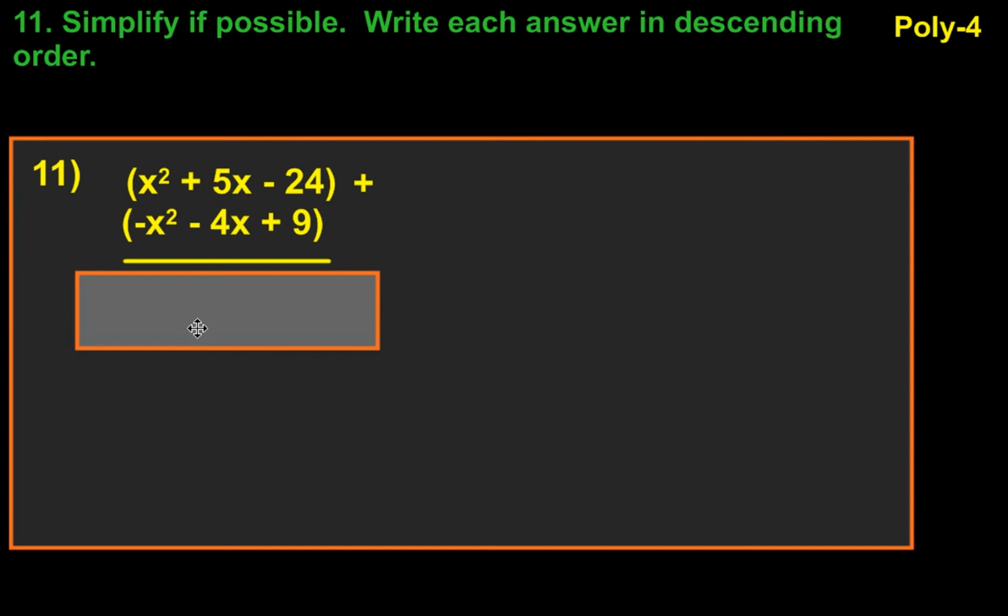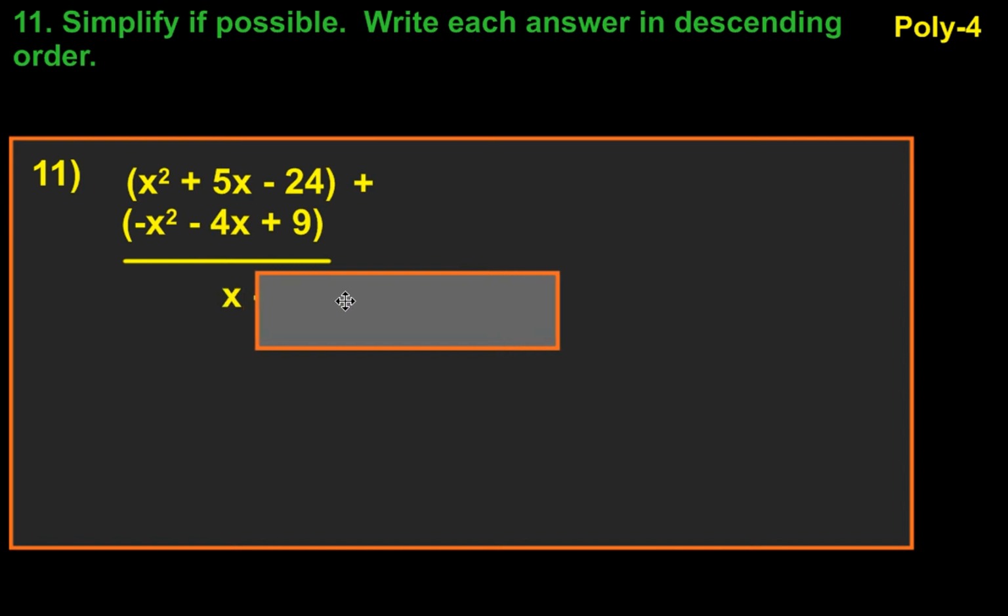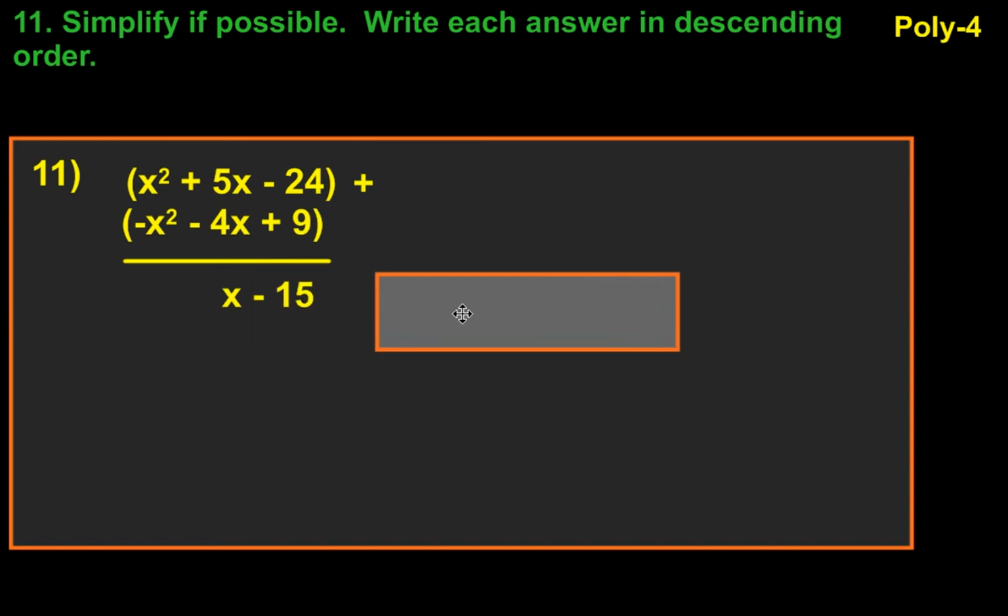As you can see, if we do a positive x squared and a negative x squared, it gives us nothing because they cancel out. If we have a positive 5x and a negative 4x, we wind up with a positive x, right? The 1 is assumed to be there. And a negative 24 and a positive 9 is going to give us a negative 15.